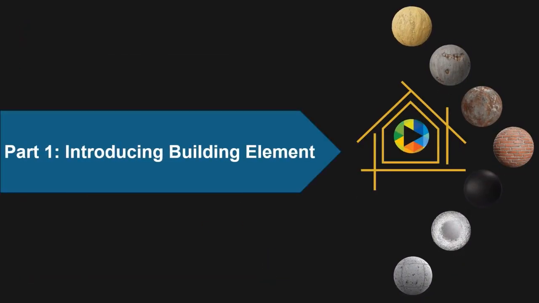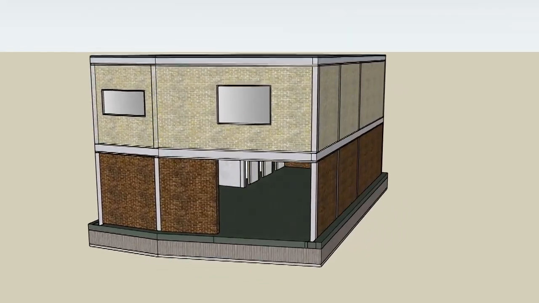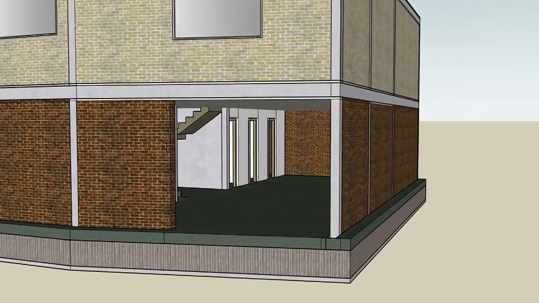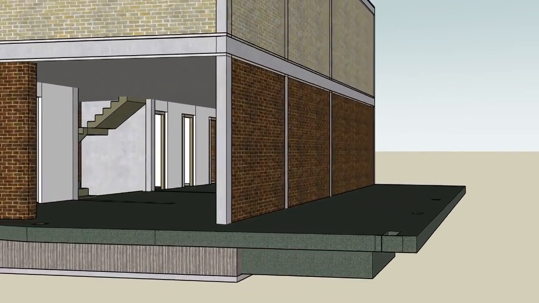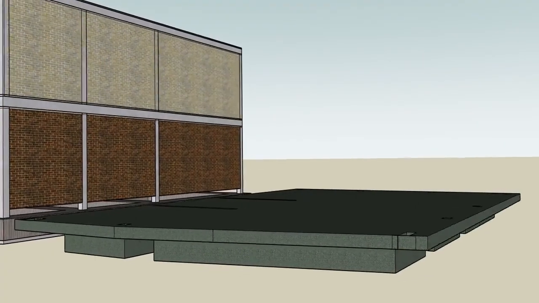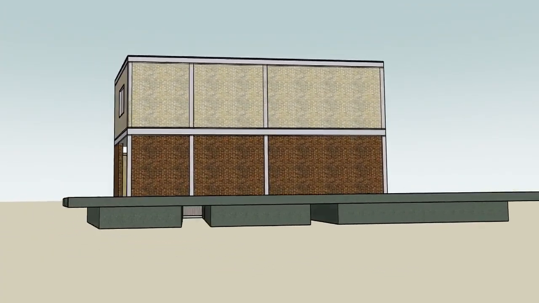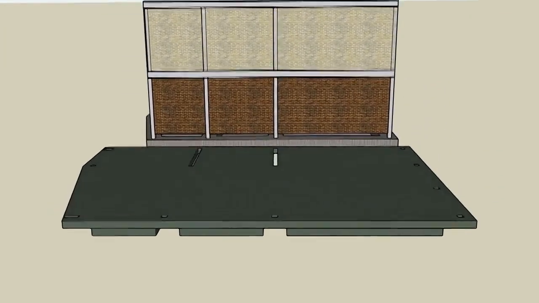Part 1. Introducing Building Element. One of the non-load-bearing components that is implemented in the early stages of construction is the flooring at ground level, or slab on grade. Due to direct contact with the ground, measures must always be taken to prevent soil moisture from entering the building and the growth of plants under the soil.